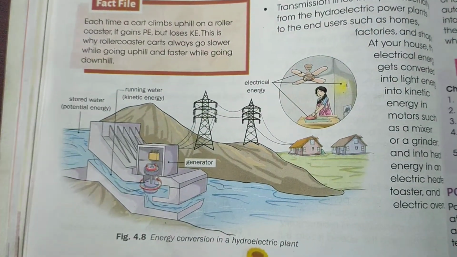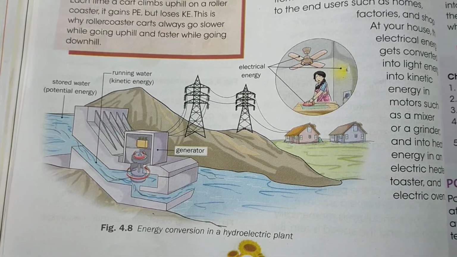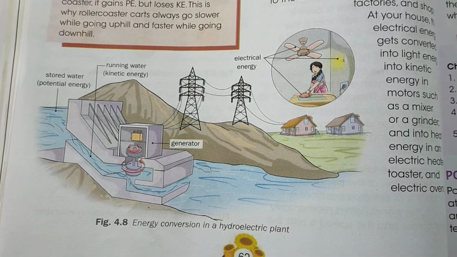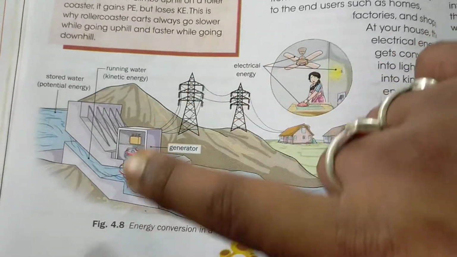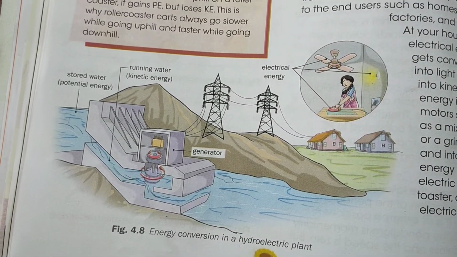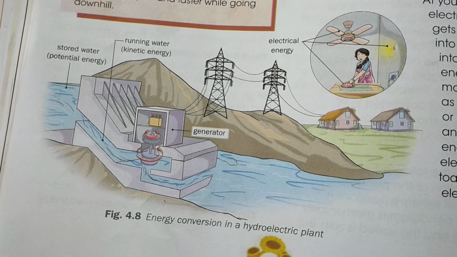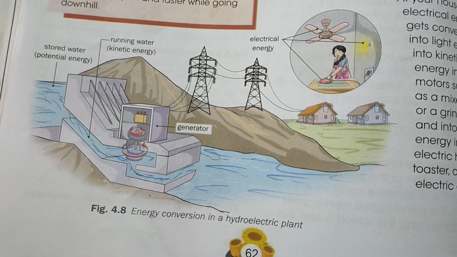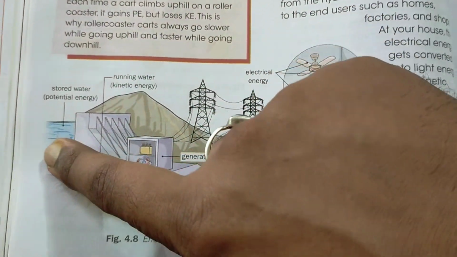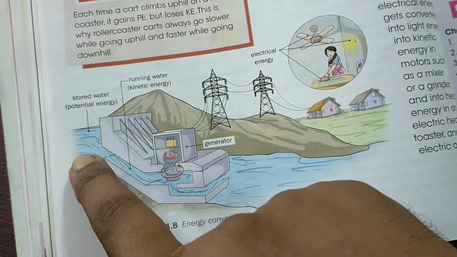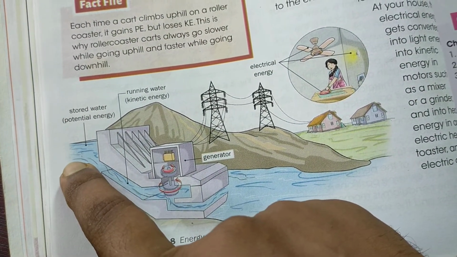So energy conversion is taking place in a hydroelectric plant also. Hydroelectric plant means where hydroelectricity is being produced, that is, electricity is produced by water. So here also you see that conversion of energy is taking place. Now the question comes, what is the energy conversion in a hydroelectric power plant? So you need to explain that water stored in a dam has potential energy. So when water is stored in a dam, the energy possessed by that water is potential energy.